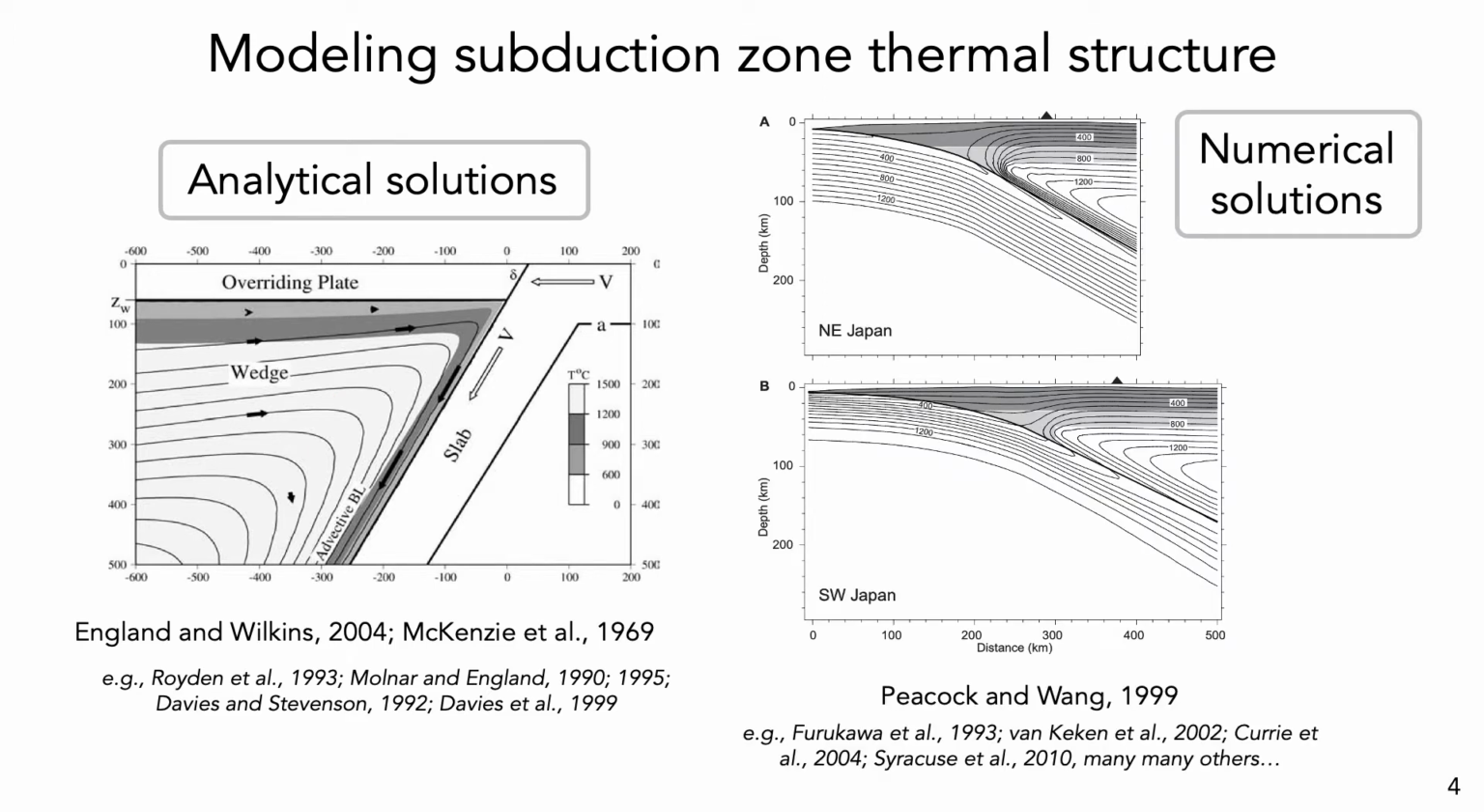Over the past few decades, numerical modeling studies have become more prevalent and allowed us to incorporate additional rheological and geometric complexities into these models so that they can then be applied to real Earth subduction zones. Both modeling strategies have shown the first order control that subduction properties like convergence rate, slab age, and to a lesser extent dip have on subduction zone temperatures.